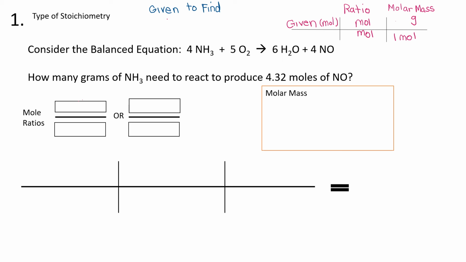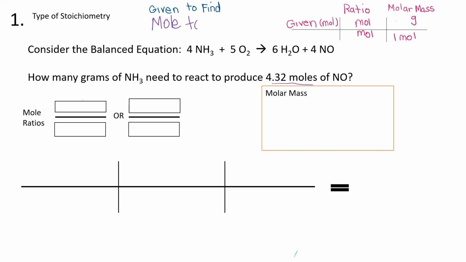Okay, so first, you're going to figure out what type of stoichiometry this is. So type of stoichiometry, we're going to find what our given is. Our given is over here and it says moles. So our given is moles.